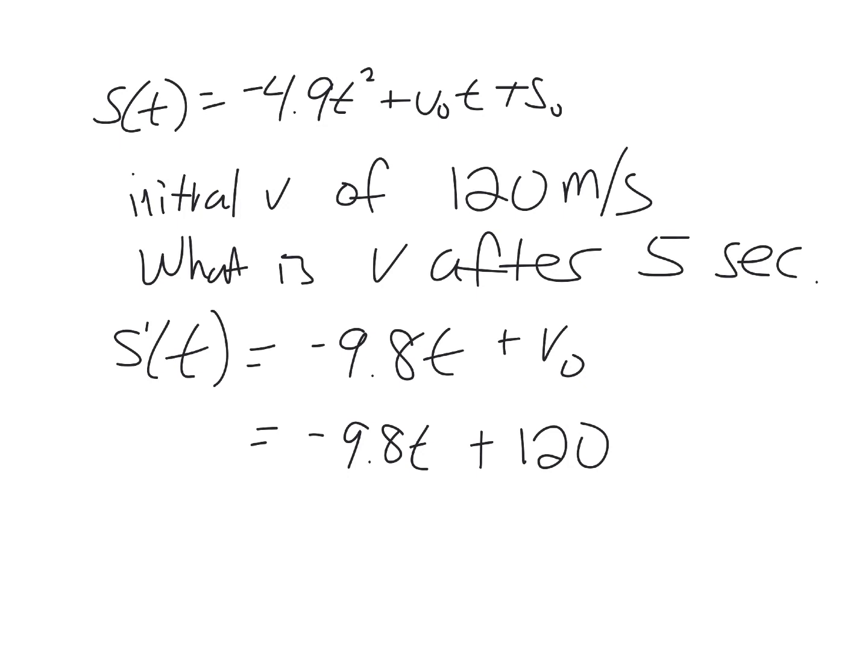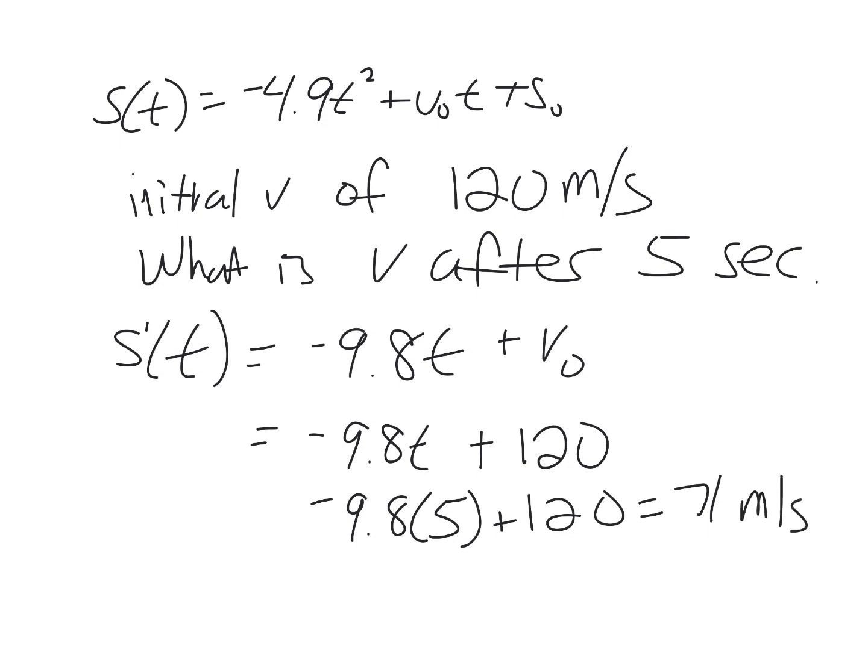Okay? And then you want to know what the velocity is after 5 seconds. So we're going to put in 5 for t, not 9, and solve. As a result, you will get 71, okay? So that would be the velocity after 5 seconds. So it will be 71 meters per second.